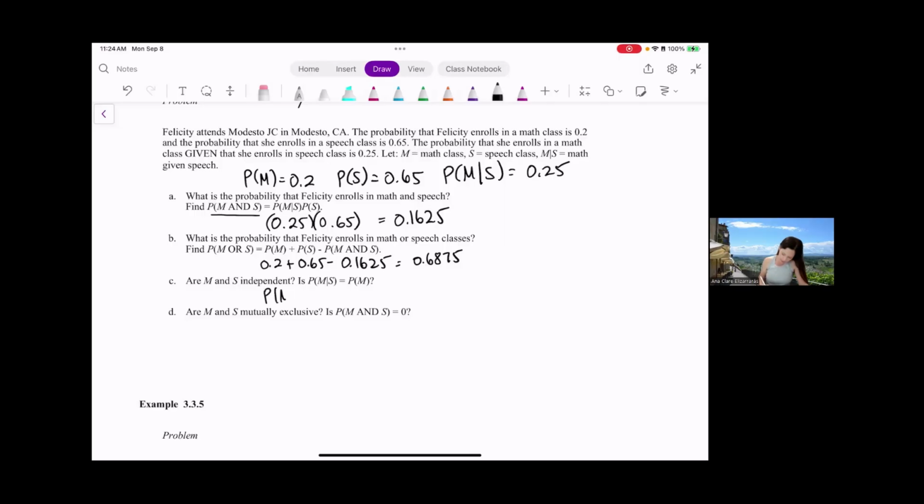Does the probability that she enrolls in math, given that she is in a speech class, of 0.25, equal the math probability of 0.2? No, it does not. They are not independent.